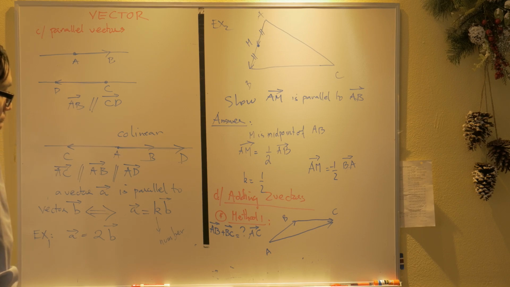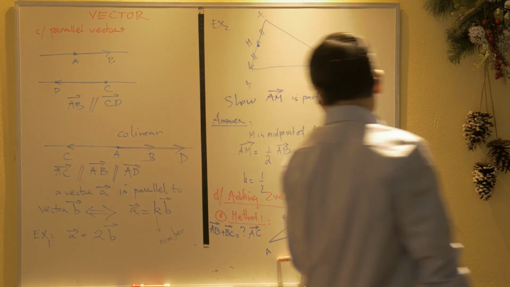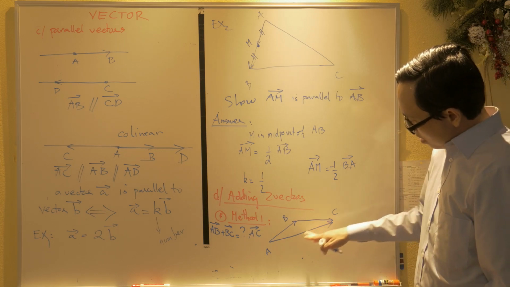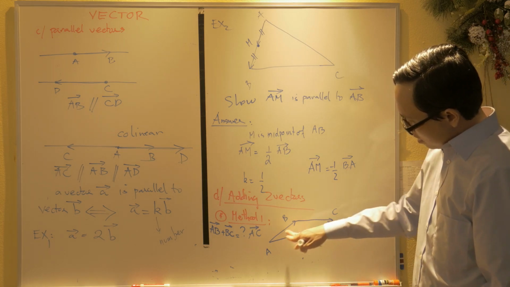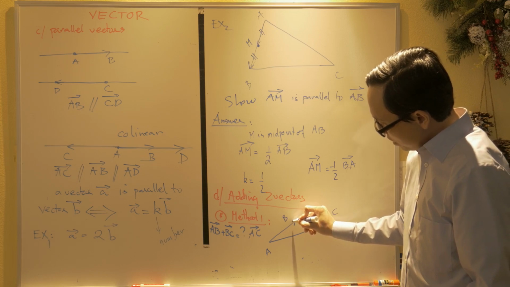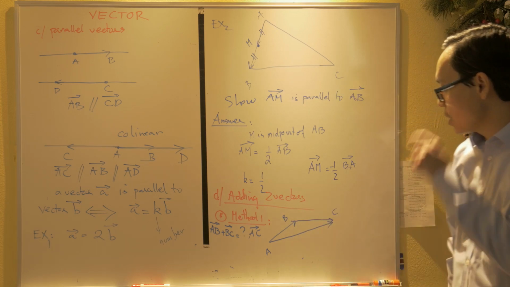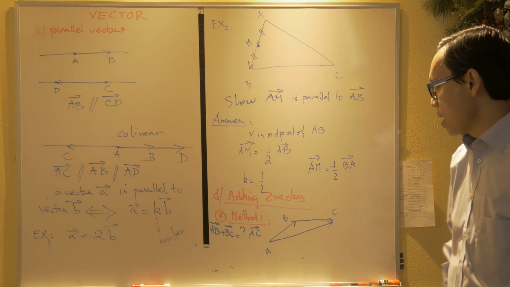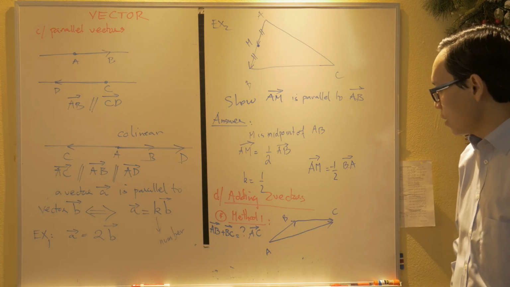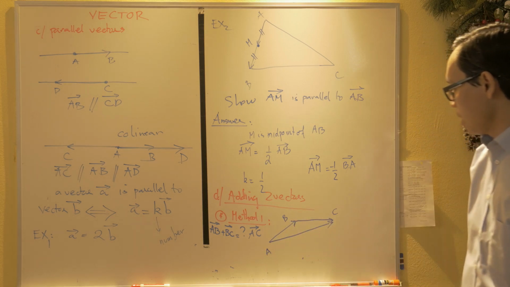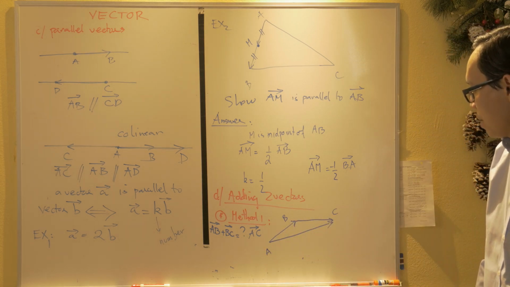So this picture is very important, because of the direction of each vector. If I change the direction of each vector, then you probably cannot add them anymore. Vector AB plus vector BC gives you vector AC. That's what I want you to memorize.